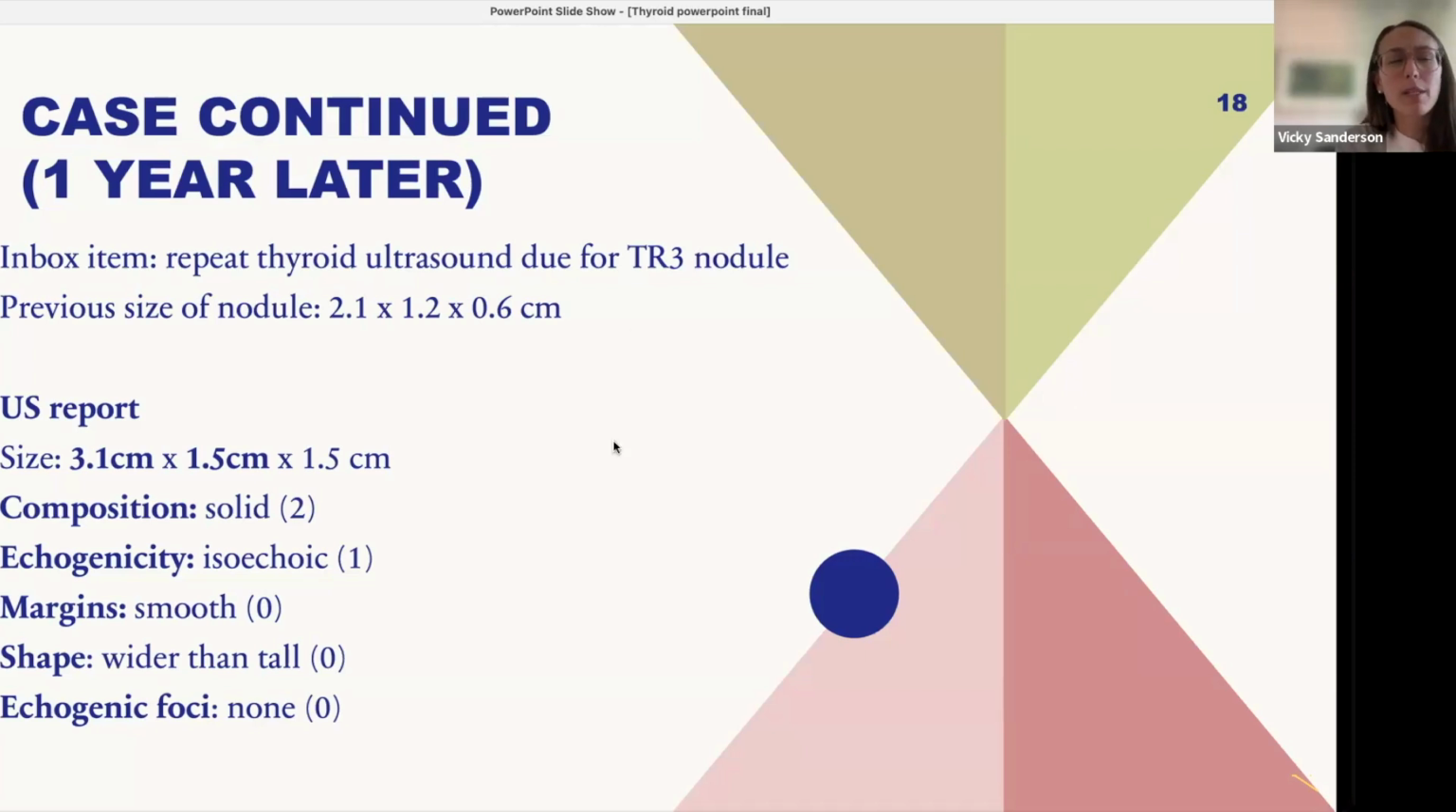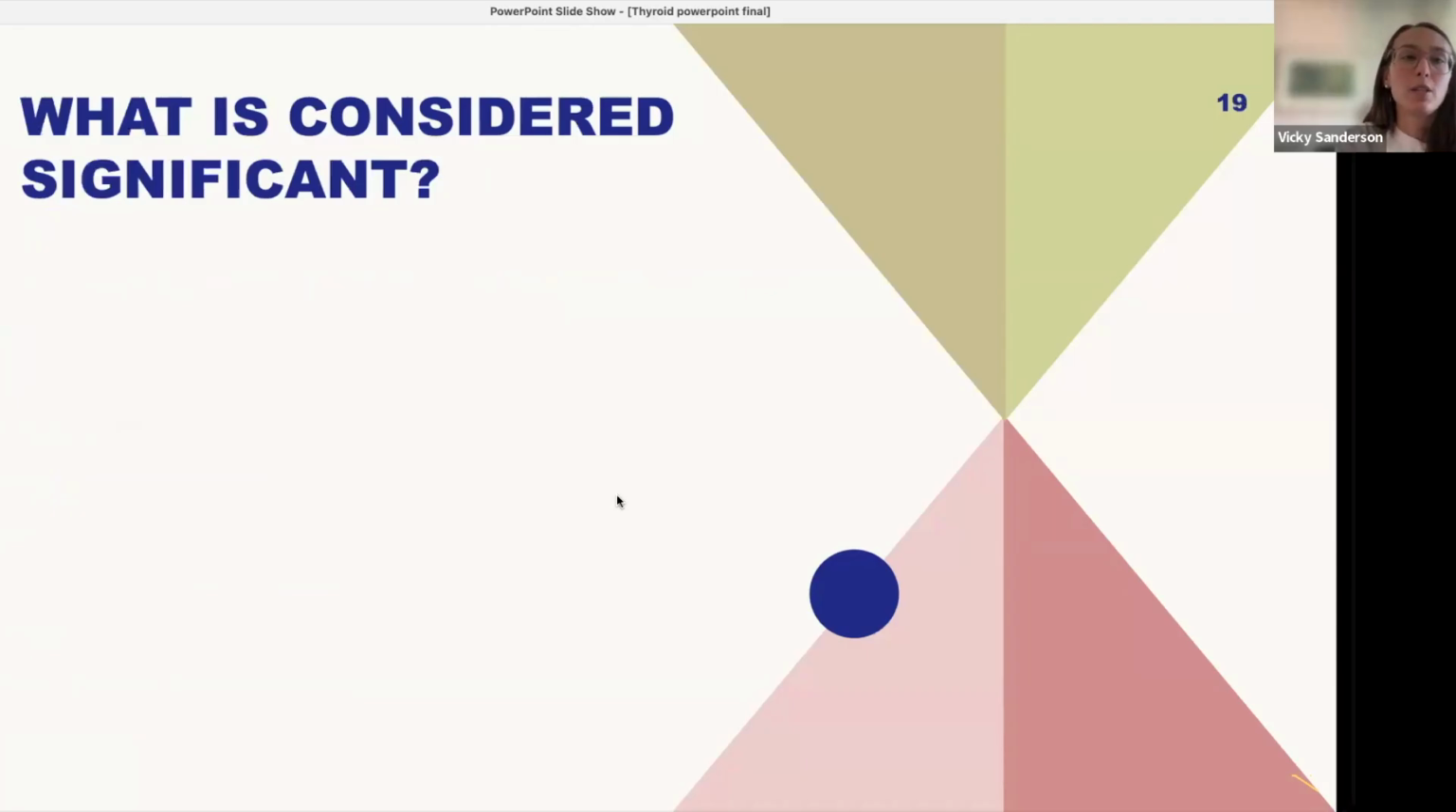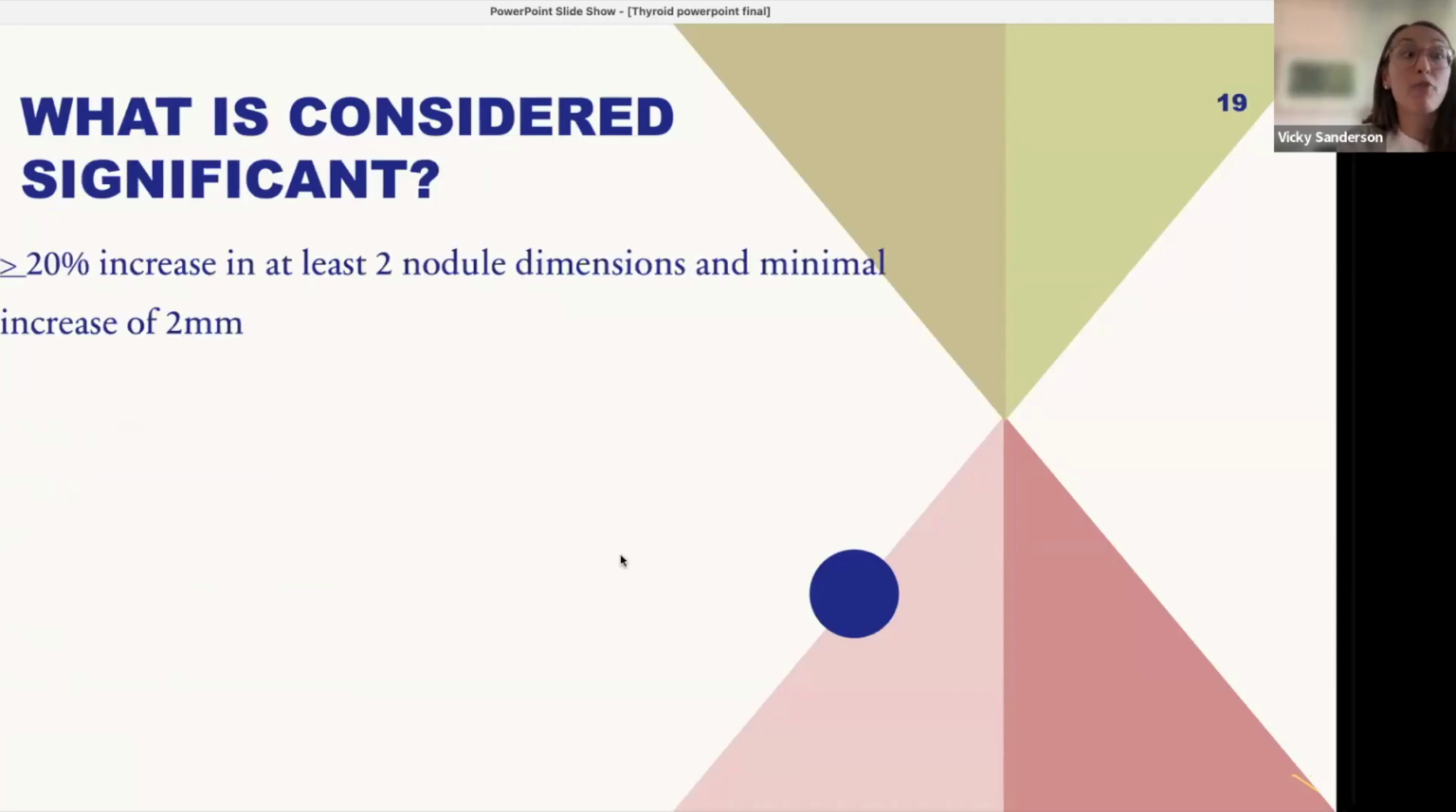If the scoring points are stable, but it's grown, then this is what the radiologists essentially follow. If there's been a 20% or more increase in at least 2 nodule dimensions, and at least an increase of 2 millimeters in those dimensions, then that is considered significant. We know that will increase our pretest probability of cancer. Cancer likes to grow, right? We know that. Cancer doesn't just shrink and go away. Bad things always get worse, which is my motto.